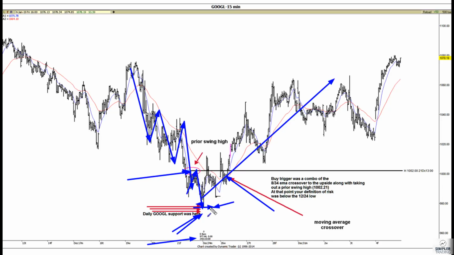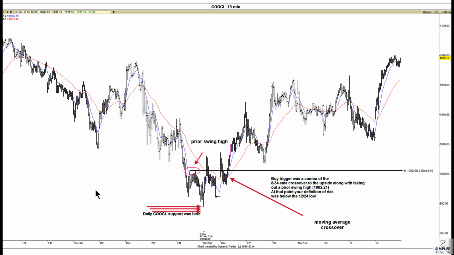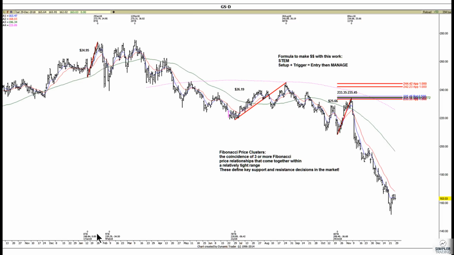When you're wrong, if it stops out or if it goes below the initial low or below the cluster, just get out, okay? Because not all these setups are going to work. Anybody who tells you that all their setups are going to work is full of crap. Anyway, let's look at another example. That was Google with an aggressive swing trade trigger. Now, here is a setup in Goldman Sachs.